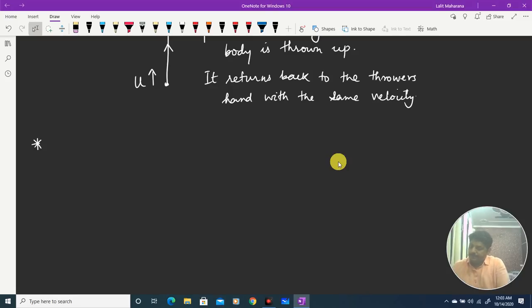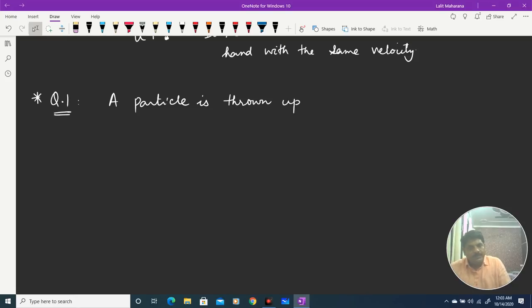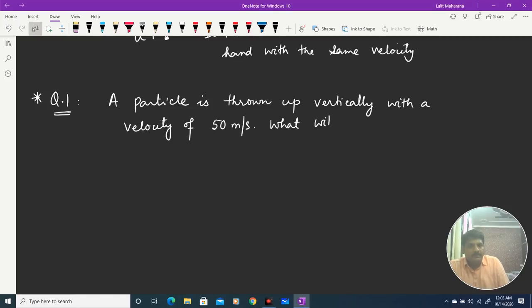let us take this question. A particle is thrown up with a velocity of 50 meter per second. You may note down this question also. This is, let us say, question number 1. A particle is thrown up vertically with a velocity of 50 meter per second. What will be the velocity at the highest point of the journey?